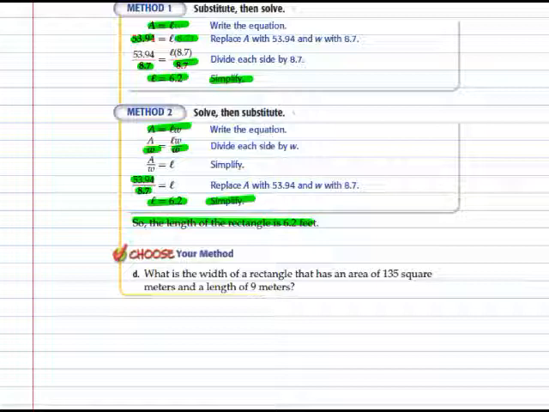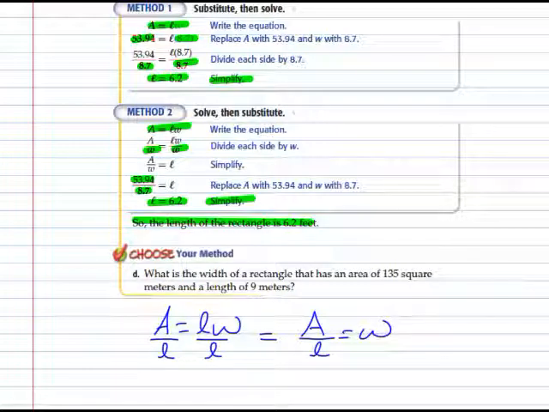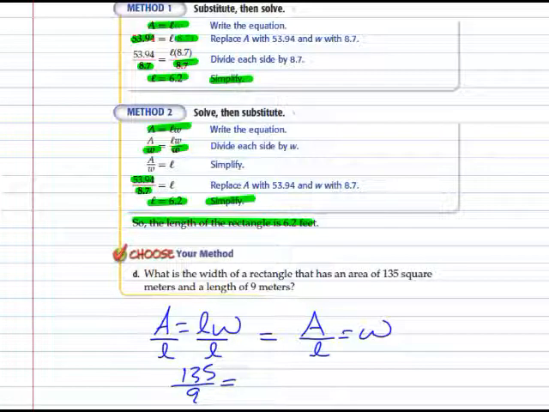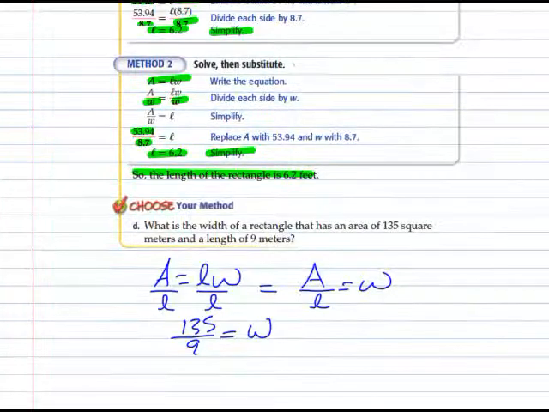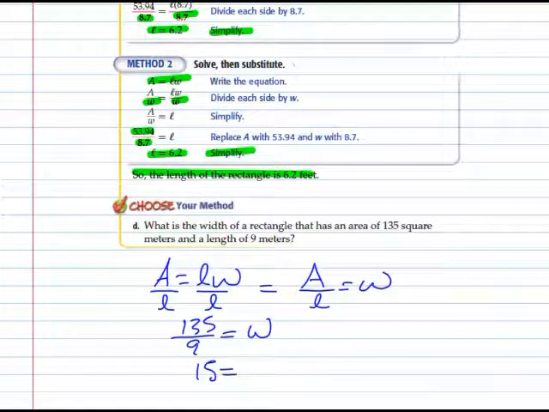What is the width of a rectangle that has an area of 135 square meters and a length of 9 meters? We're going to use the same formula that they used here. Area equals length times width. Now they give us the length, so we're going to divide both sides by the length, which tells us that area divided by length equals width. In this case, our area is 135. Our length is 9. So our width then would be equal to 15.